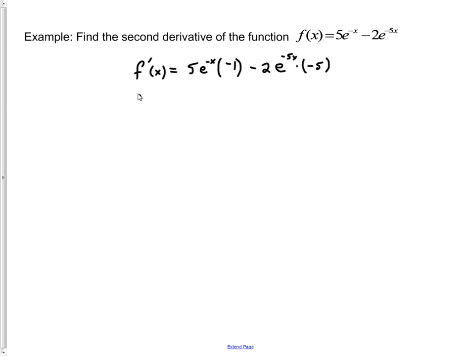So rewriting this one more time, we're going to have f prime of x being equal to negative 5 times e to the negative x. Negative and a negative, that's a positive 10 times e to the negative 5x as our first derivative.